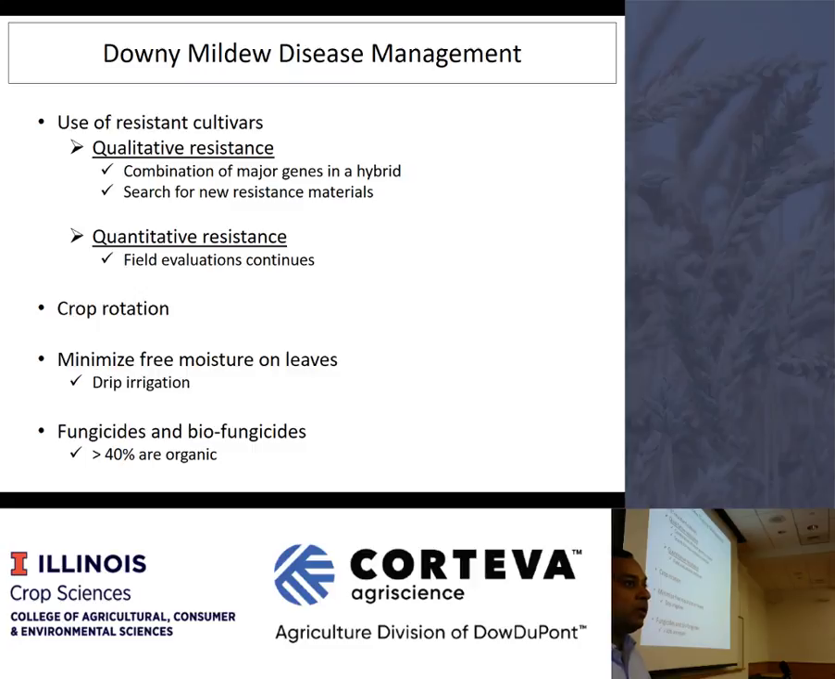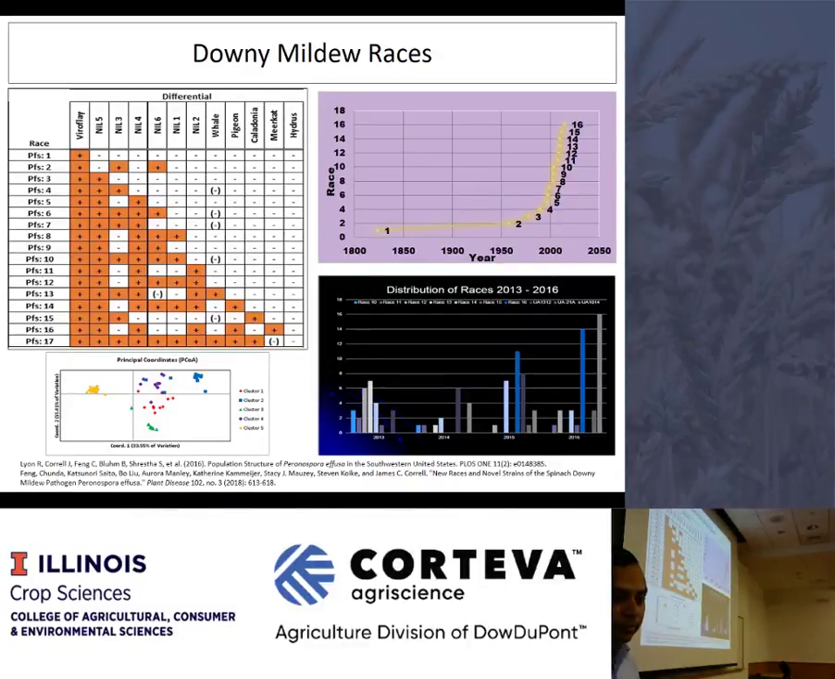Almost 50% of spinach is organic-based, for which chemical control is not acceptable. So breeding for disease resistance is prioritized. Downy mildew has a large number of races, and new races are evolving each year. In the last 10 years, more than 10 races have evolved.